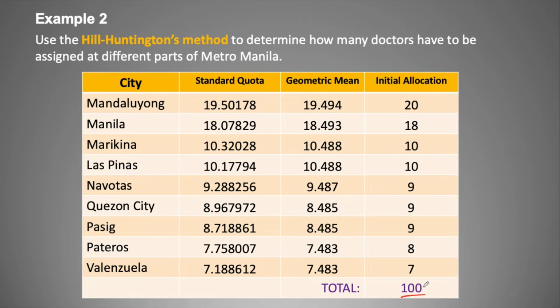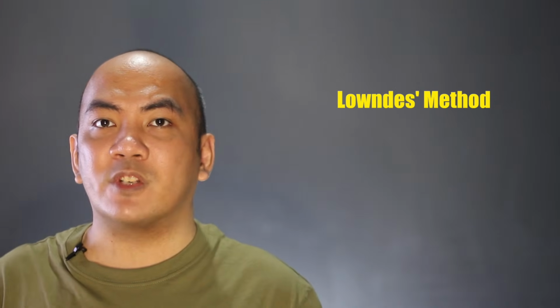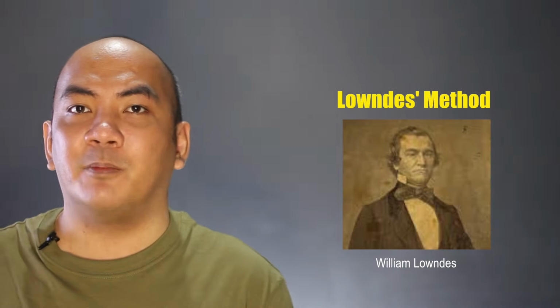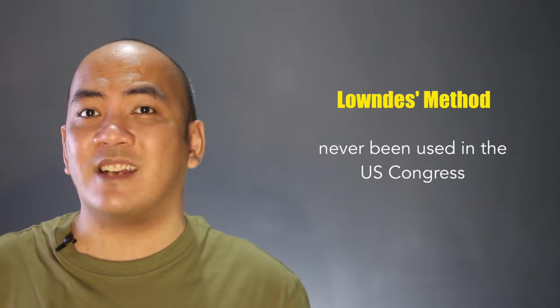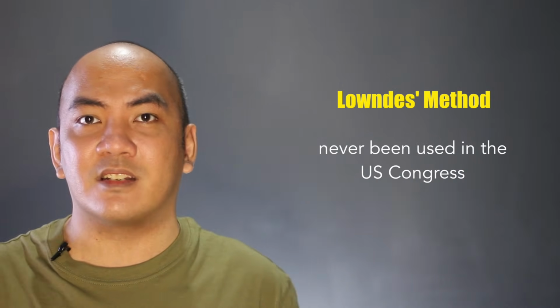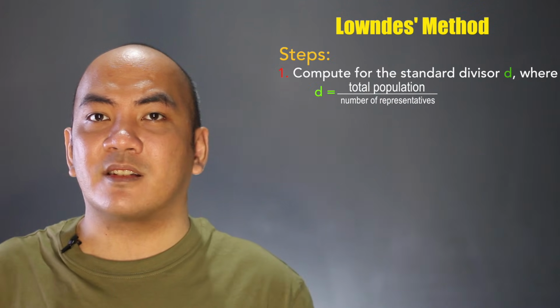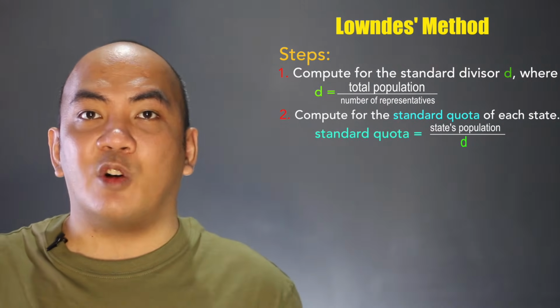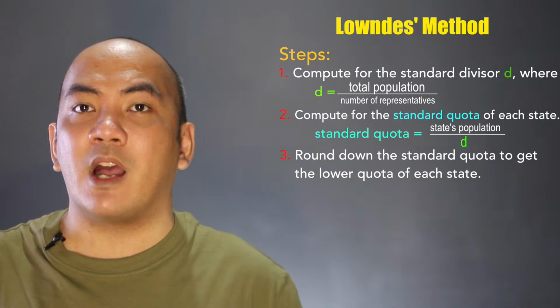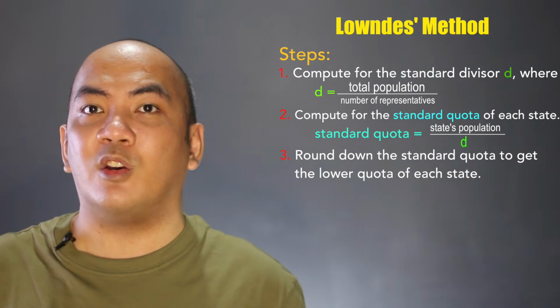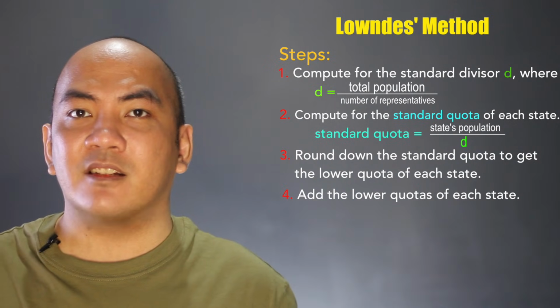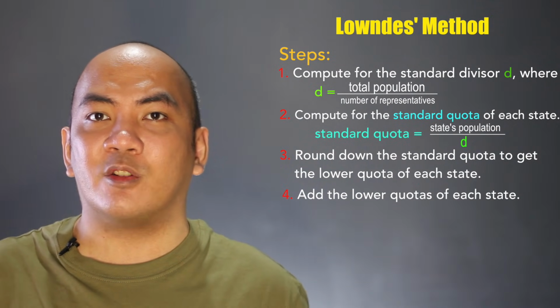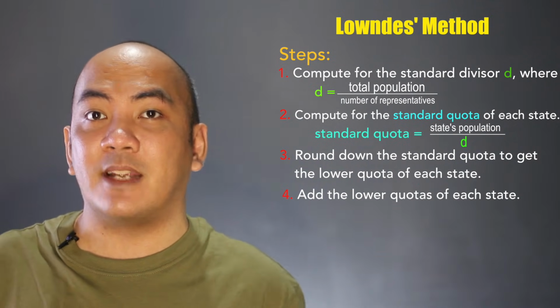cities. Last, we have the Lowndes method, which is by William Lowndes. Unlike the previous methods, this method has never been used in the US Congress. In this method, still we start with the standard divisor followed by getting the standard quotas. And similar to Hamilton's and Jefferson's method, we round down the standard quota to get the lower quota.